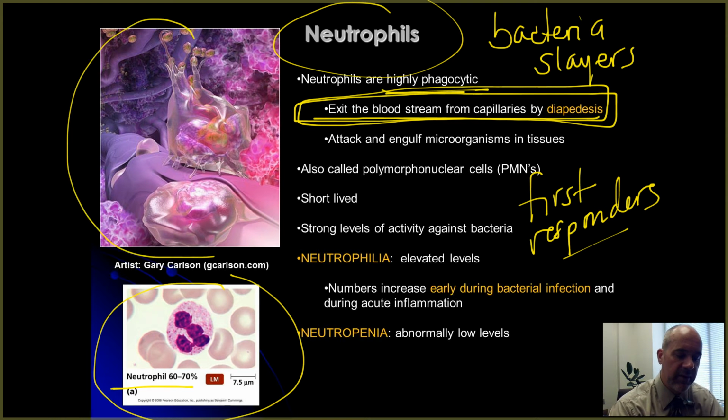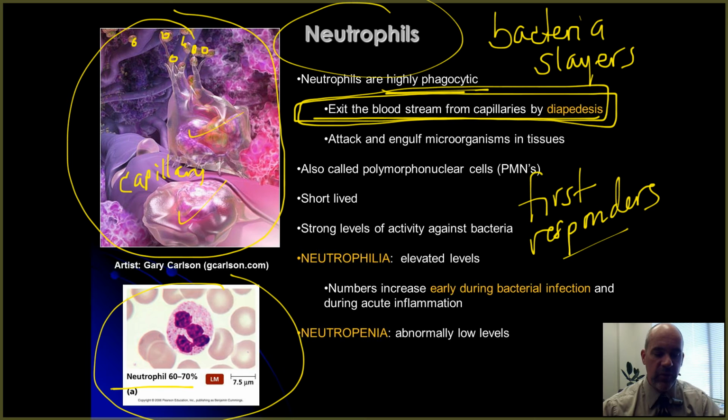That's what's being depicted over here on this image. These little gold things here are supposed to be coccus-shaped bacteria, and this is a capillary here. And so right here and right here you see neutrophils that are squeezing their way through the walls of the capillary, and they're entering into surrounding tissues. That process is called diapedesis.